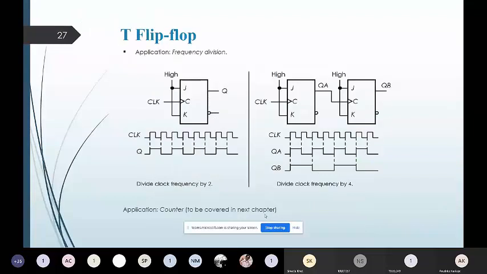So here friends, you can see the application of the T flip-flop. The D flip-flop, we have said, is applied only for parallel data transfer, while this T flip-flop will be used for the frequency division operation. When I have a single T flip-flop, that single T flip-flop will give me an output which is divided by 2. So that is said to be divide clock frequency by 2.